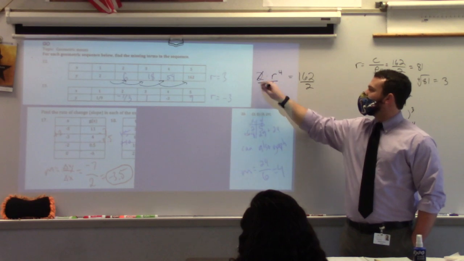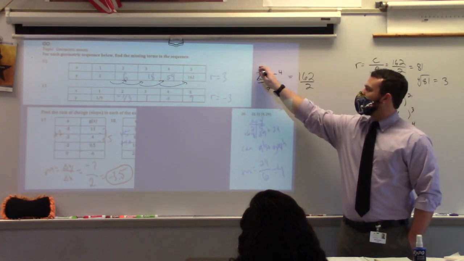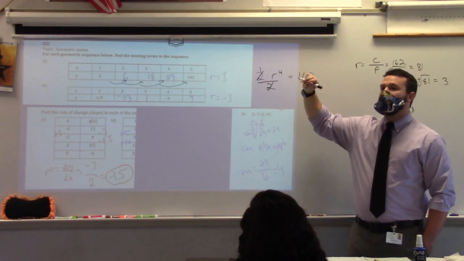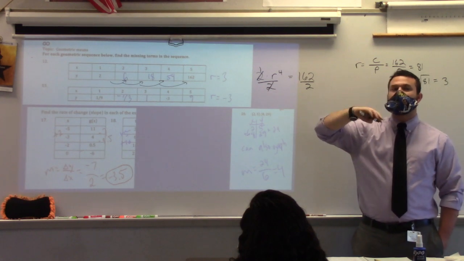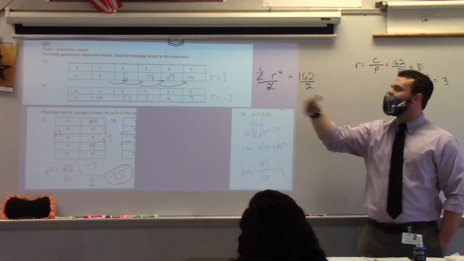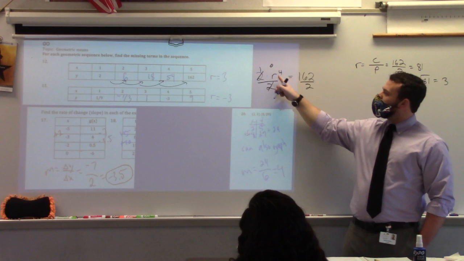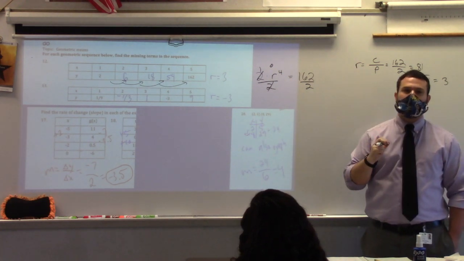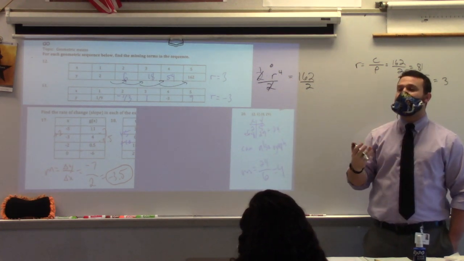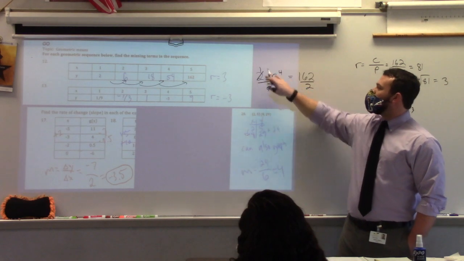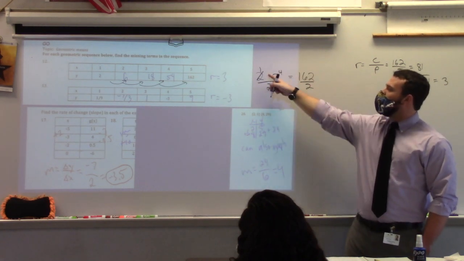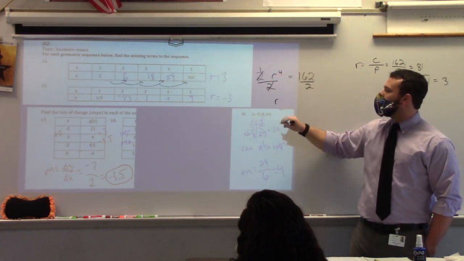2 divided by 2? 1. We want it to be a 1. Be careful because sometimes we create zeros, sometimes we create ones. If I made a 0 here, what would 0 times r to the 4th be? 0. I don't want 0 there. I want that r to the 4th still because I want to solve for r. That's a 1, and 1 times r to the 4th is r to the 4th.